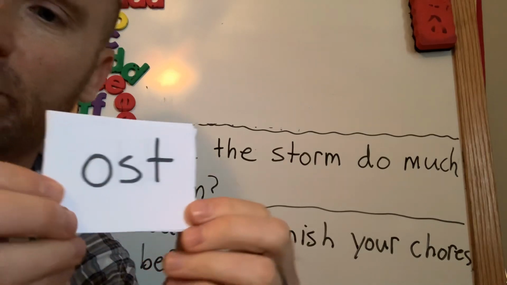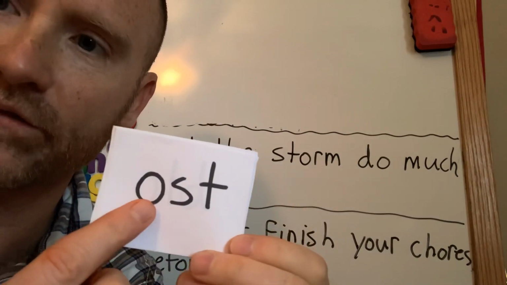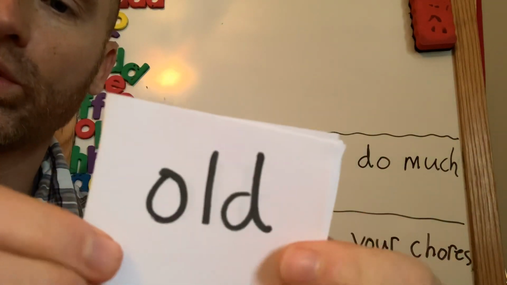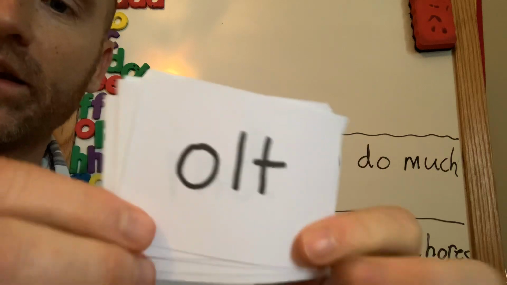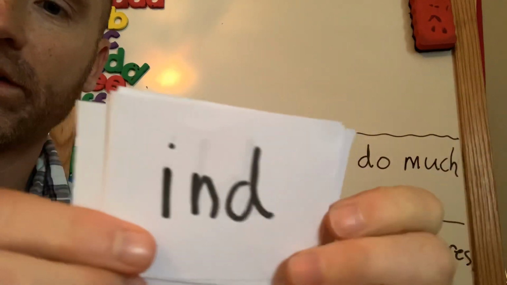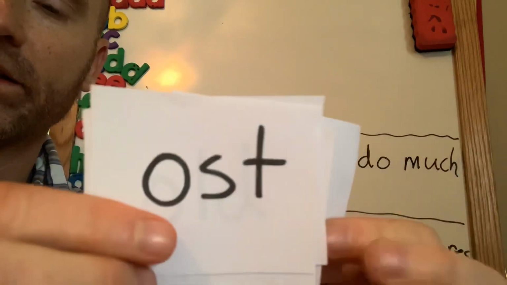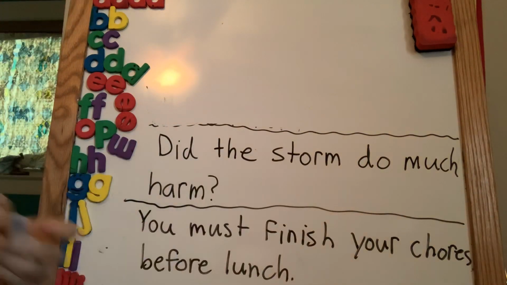Our closed syllable exceptions. Remember, these look like closed syllables, but they have long vowel sounds. All right, what sound? Oast. See if you can beat me. Old. Are you doing it? Olt. Eind. Isled. Back to oast. Good job.